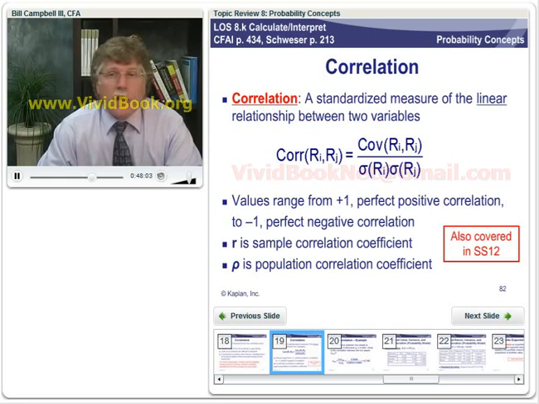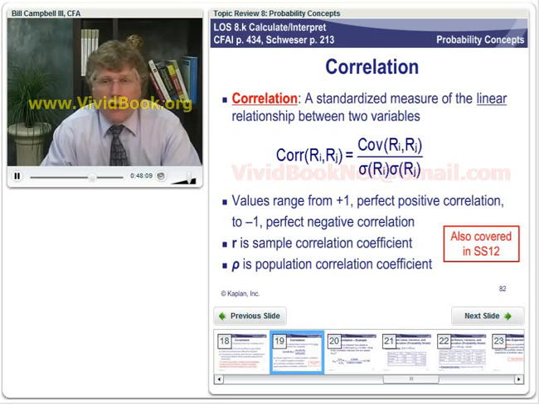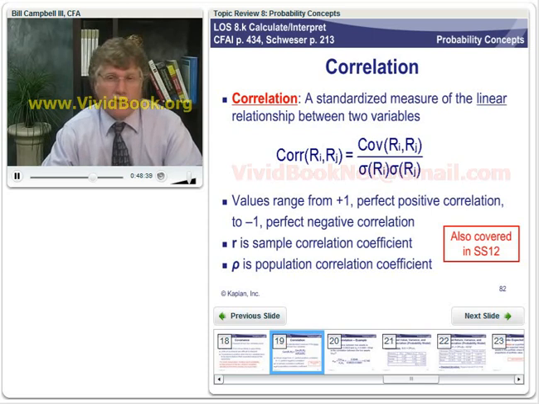If we were to plot Ri on the horizontal axis, Rj on the vertical axis, and then draw a best fit line through those data, if those points are very close to the line, then the correlation is going to be very close to either positive 1 or negative 1. It'll be close to positive 1 if the line slopes up, close to negative 1 if the line slopes down. If when we plot those dots and draw a best fit line through them, they just seem to be all over the place, not really close to the line at all, then the correlation is going to be close to 0.